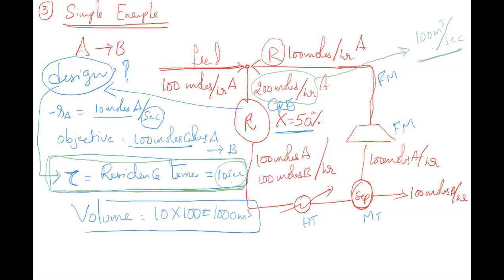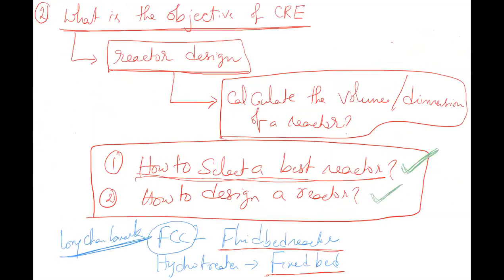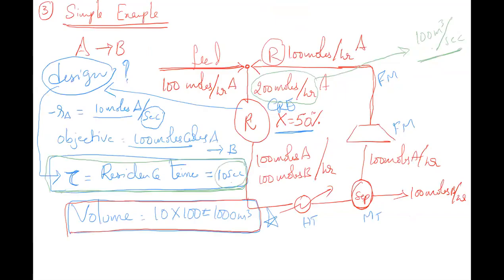This is the important point: the objective of the entire CRE is the volume of the reactor. If you go back to our test board and see, what is the objective here? How to design a reactor: calculate the volume of the reactor. That is what I have written as the objective of CRE. Now if you see the current board, you got the volume of the reactor.